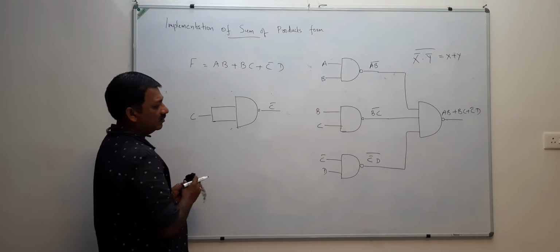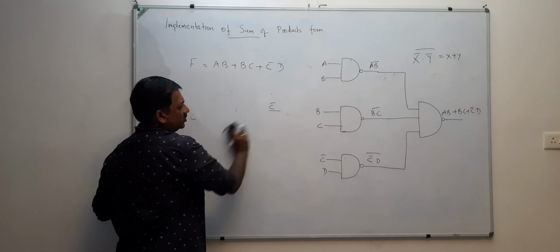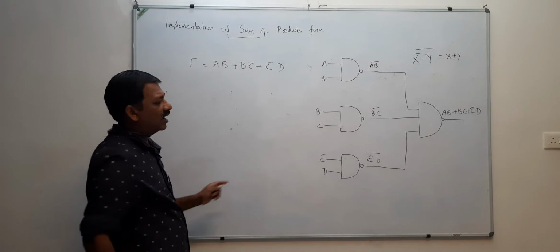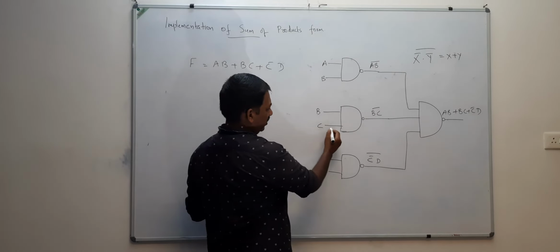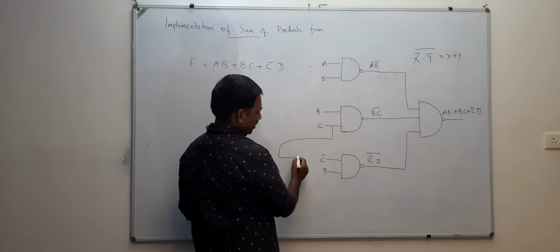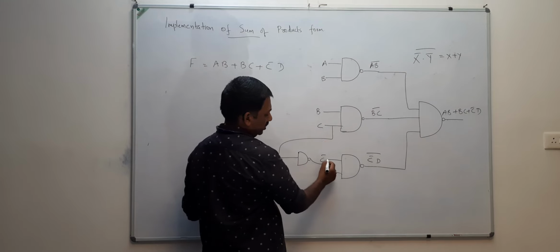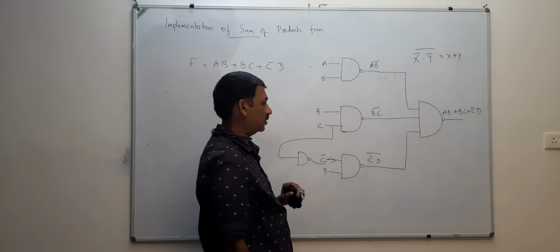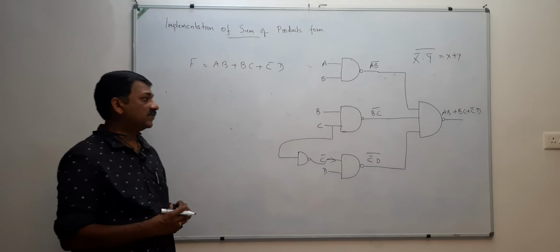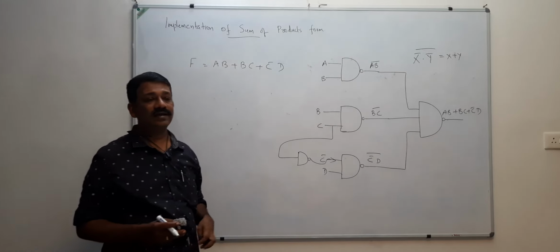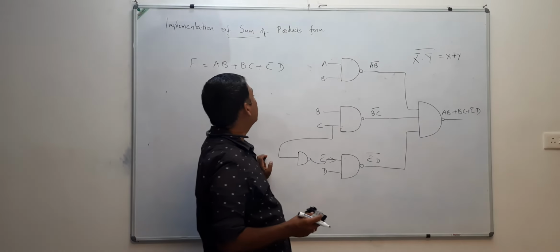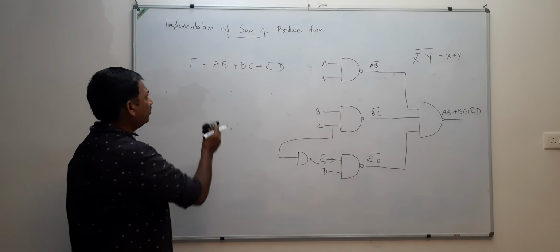This is an AND gate. That means here, suppose that you have A, B and C. Here, if this is C, here you are going to have an AND gate. You are going to provide this to an AND gate, and the output is fed to this. That's why this is the NAND implementation of sum of products form.